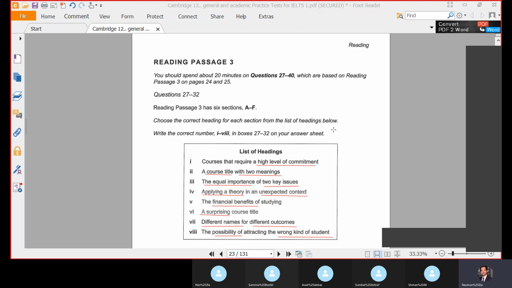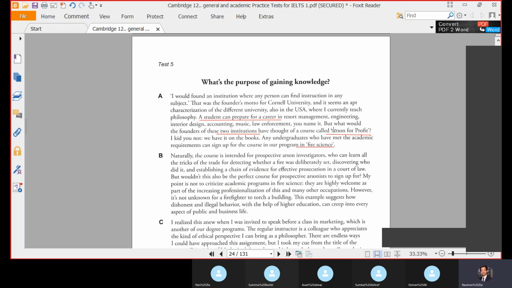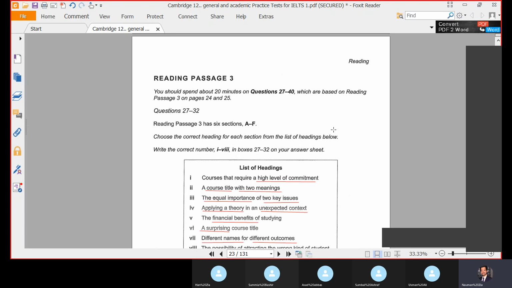Right? Okay, let's talk about it. But what would the founders of these two institutions have thought of a course called Arson for Profit? I kid you not. Means this is the only thing we have found out from the list of headings. The correct answer will be the 6th one. And it is the correct answer. You have checked that out of 8 headings, only one matches with your paragraph. Any confusion in this question? You can ask. Then we will move to the next question. Yes, sir.